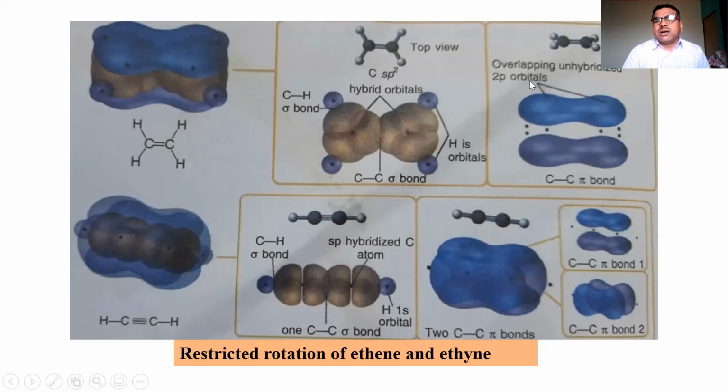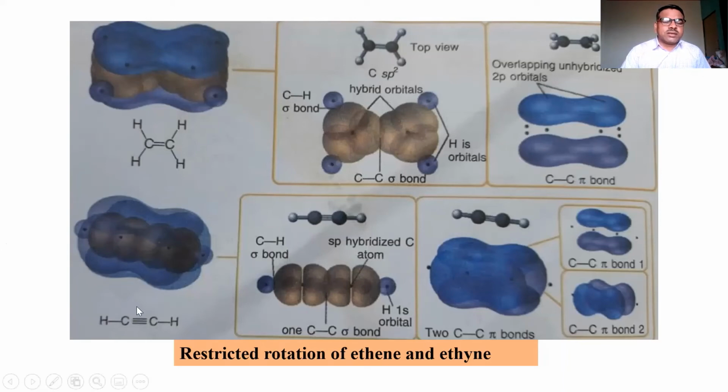And look at this, overlapping unhybridized 2p orbitals. You know that when you have the electronic configuration of carbon, the atomic number of carbon is 6, and you have the configuration 1s2, 2s2, 2p2. So a p orbital is developed, and due to the pi bond and sigma bond, free rotation is not allowed. Now this is about the carbon-carbon double bond in the case of the ethene molecule, and due to the presence of the carbon-carbon double bond, free rotation is not allowed.